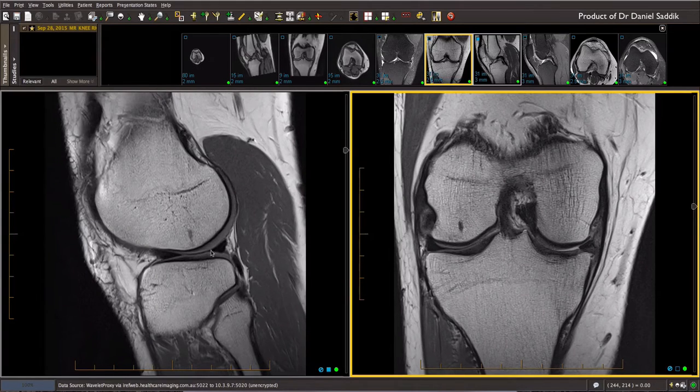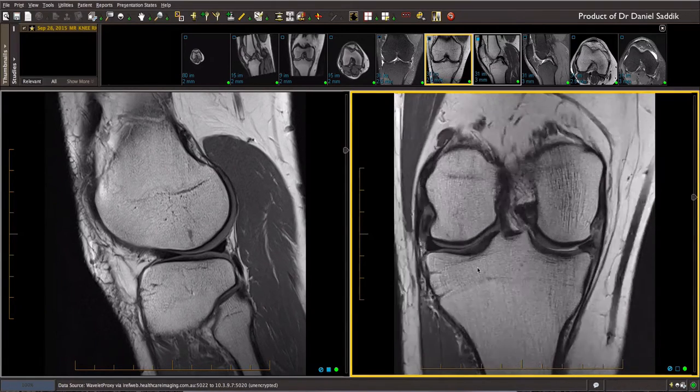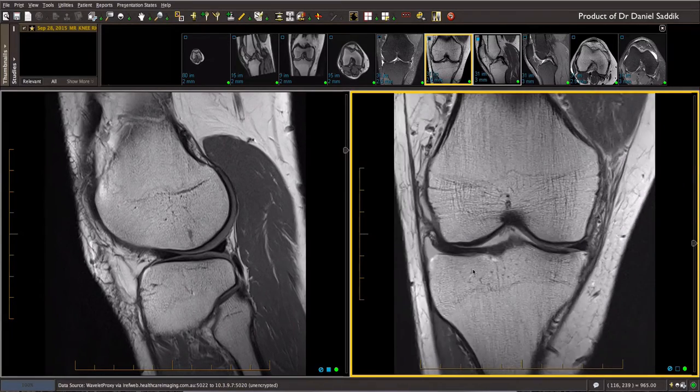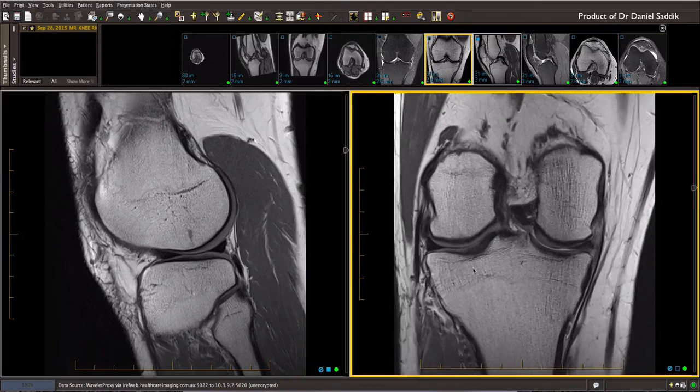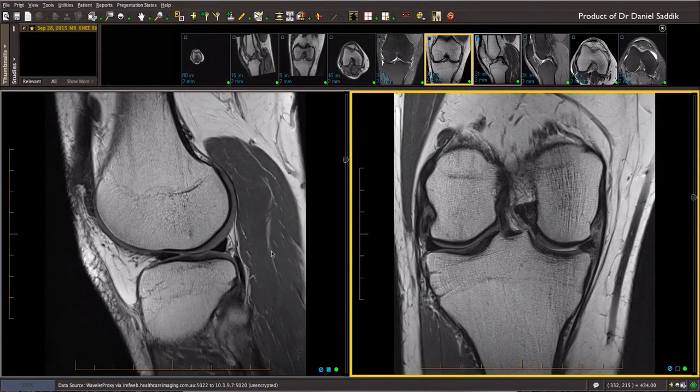They look beautiful, they're nice, they're sharp, triangular in nature. And here it is here on the coronal imaging, beautifully shown, triangular in nature as well. So this lateral meniscus is normal, and that's how I would describe it. I'd say the lateral meniscus is intact.